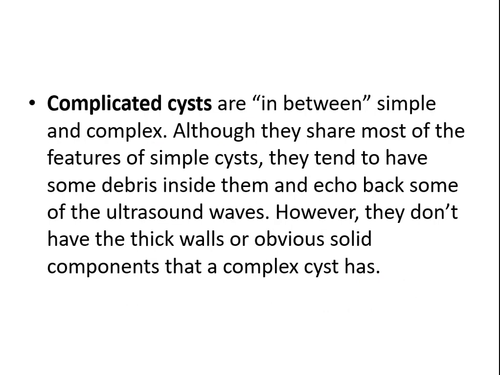And last, that is the complicated cyst. Complicated cysts are in between the simple cyst and the complex cyst. Although they share most of the features of the simple cyst, that is fluid filled inside the cyst, they tend to have some debris. That is a feature of the complex. So there is presence of debris inside the cyst, and they echo back some of the ultrasound waves, and are not able to echo back some of the waves. They don't have the thick wall or obvious solid components that a complex cyst has. Okay, so that's the physical structure of the complicated cyst.